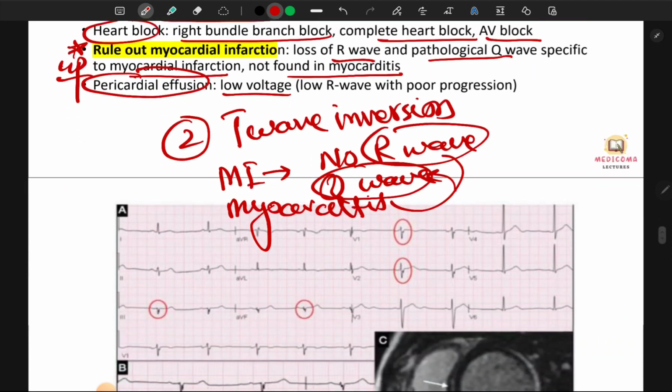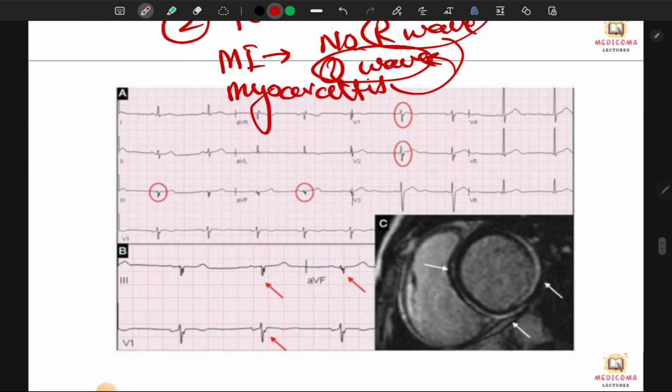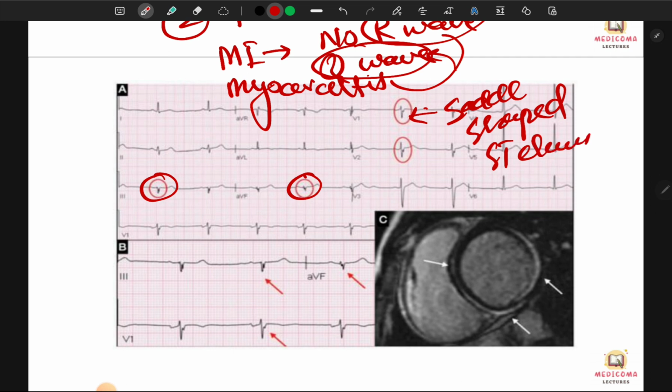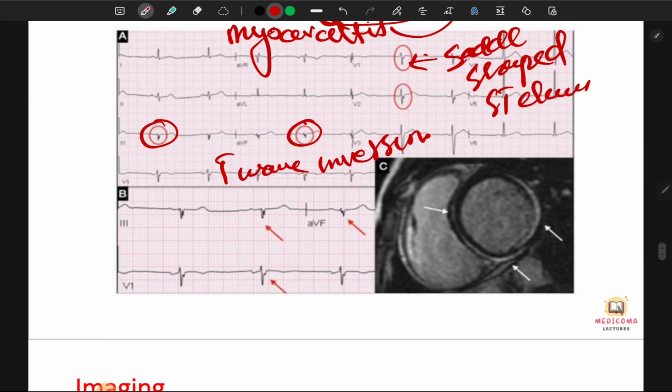And now, this is the ECG. We can see there is T wave inversion, and also this is the saddle-shaped ST elevation, and also T wave inversions. And in this echocardiography, we can see this is the echo. There are inflamed valves. We can see there is an inflamed valve.